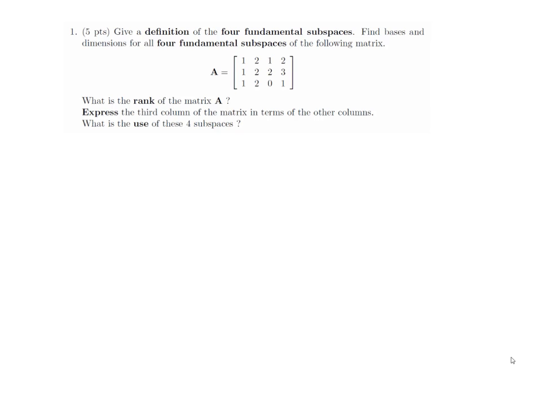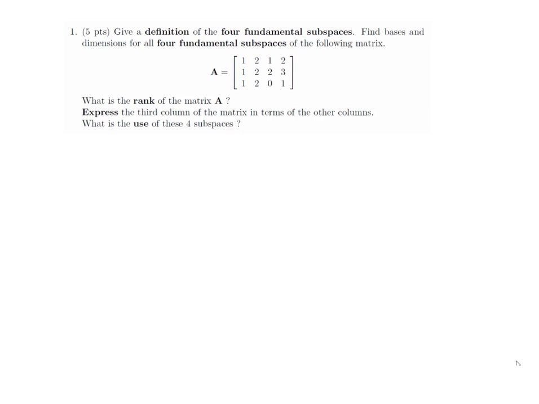The first question is, give a definition of the four fundamental subspaces. That's covered by the theoretical course. Then find bases and dimensions of all four fundamental subspaces of the matrix that is shown. What is the rank of the matrix, and express the third column of the matrix in terms of the other columns. Then there is a question about the use of these four subspaces, and this is also covered by the theoretical course.